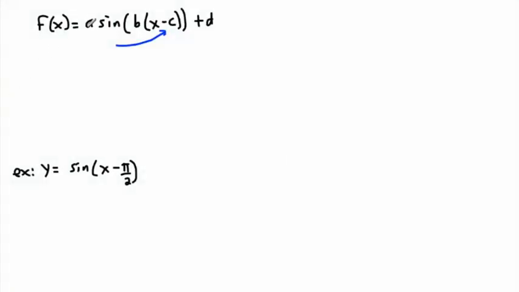Okay, so we've just talked about what A does and what B does in this transformation. So let's talk about C. Now C, this is within the brackets again, so this does something kind of weird. This does what we call a horizontal translation. In other words, it shifts it left or right. This is really important here. Horizontal translation. And that's about it.